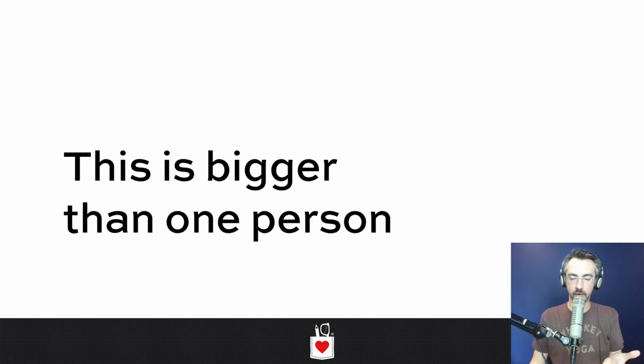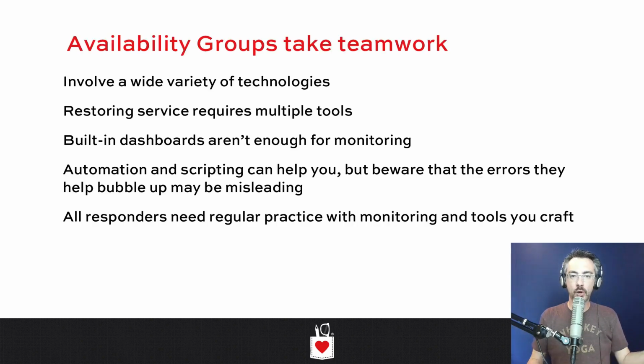AlwaysOn Availability Groups looks really easy on the brochure. It's when you test it and fail it over back and forth, not just in a planned scenario, but an unplanned scenario, that people start to discover how incredibly complex this is. Because unlike database mirroring or log shipping or anything like that, when the AG goes down, everything's down. There is no plan B.